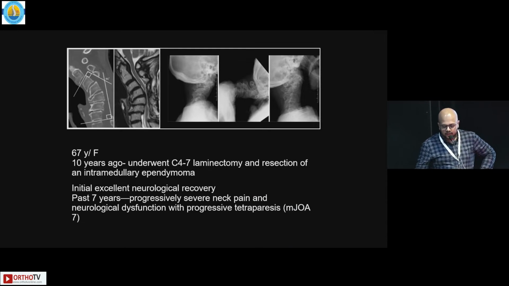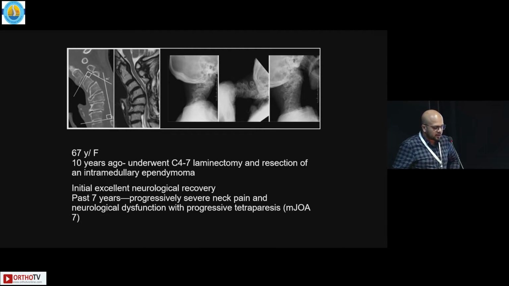I'll start off with a case. This was a 67-year-old lady who underwent a C4 to 7 laminectomy with resection of an intramedullary ependymoma. As you can see, she has now presented to us. Her initial neuro recovery was very good, but over the last 7 years, she has had progressively severe neck pain and has now presented with tetraparesis. Her JOA score at presentation is 7.